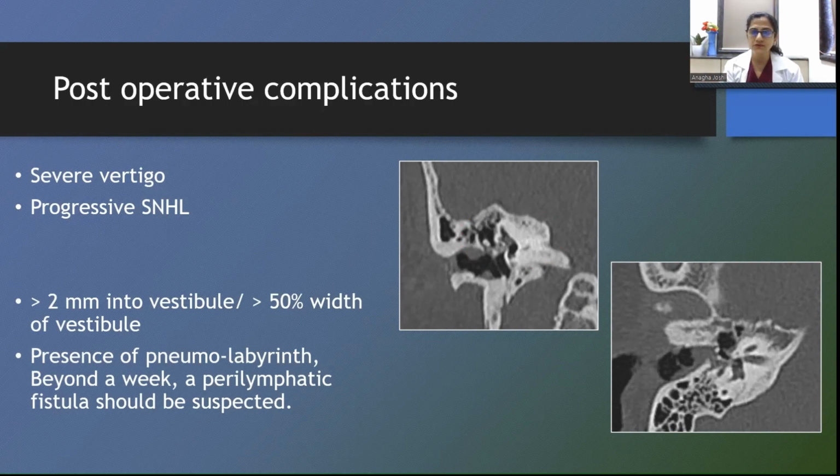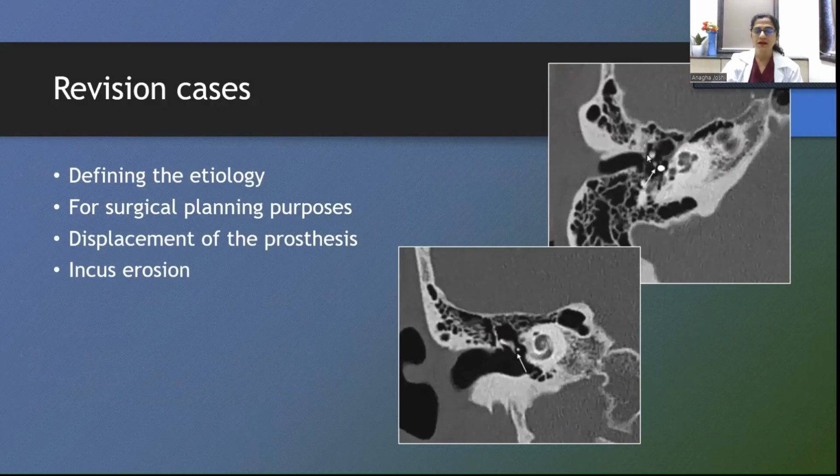Also, you have to understand that the pneumolabyrinth is common within the first week after surgery, but anything beyond 1 week, you should suspect a perilymph fistula. In revision cases, you want to know the definitive etiology for the persistence of the conductive hearing loss. You want to do the surgical planning and know the placement of the prosthesis or if there's any incus erosion or displacement.